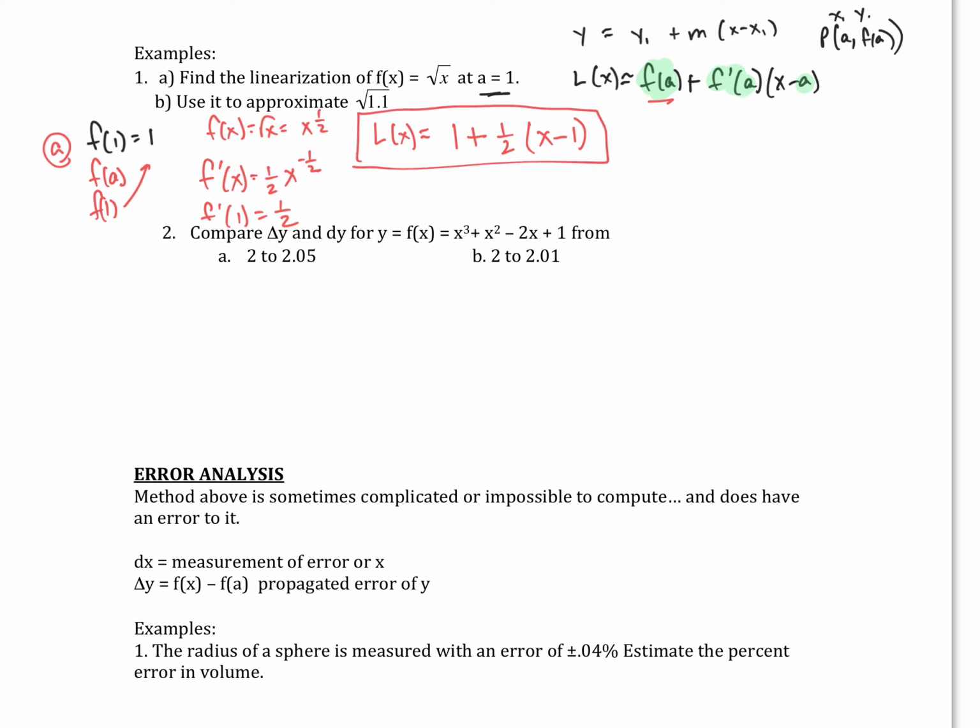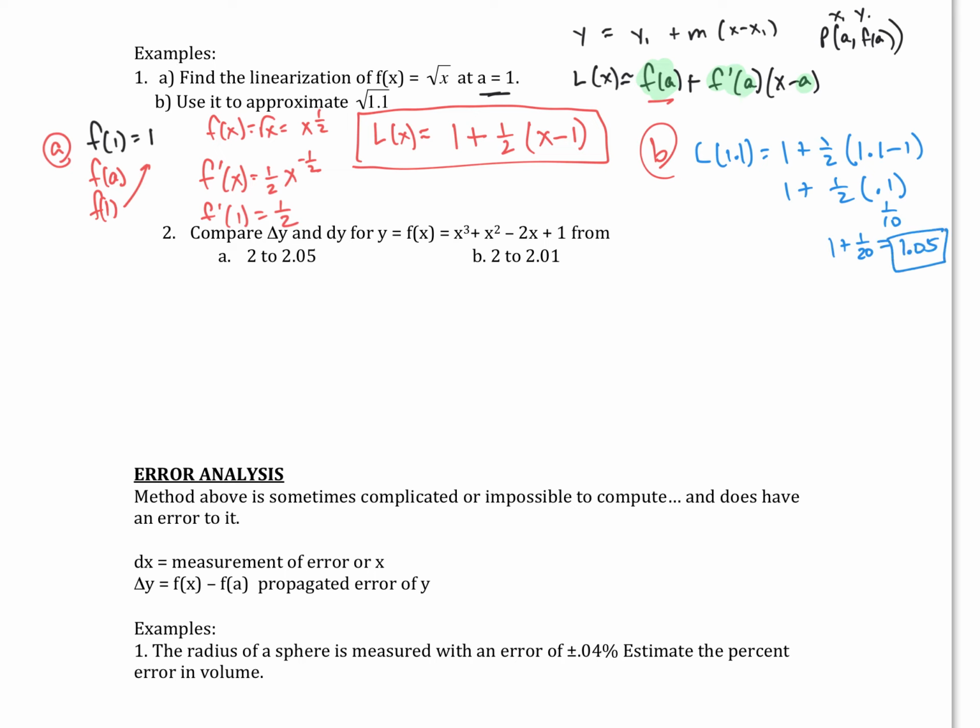Okay, so now for part B, it says use this to approximate the square root of 1.1. Okay, so that means I'm going to say L of 1.1. L of 1.1 comes out to be 1 plus 1/2 of 1.1 minus 1. So this is 1 plus 1/2, all right? This is going to give me 0.1, which is 1/10, right? So 1 plus 1/20th, and that comes out to be 1.05.